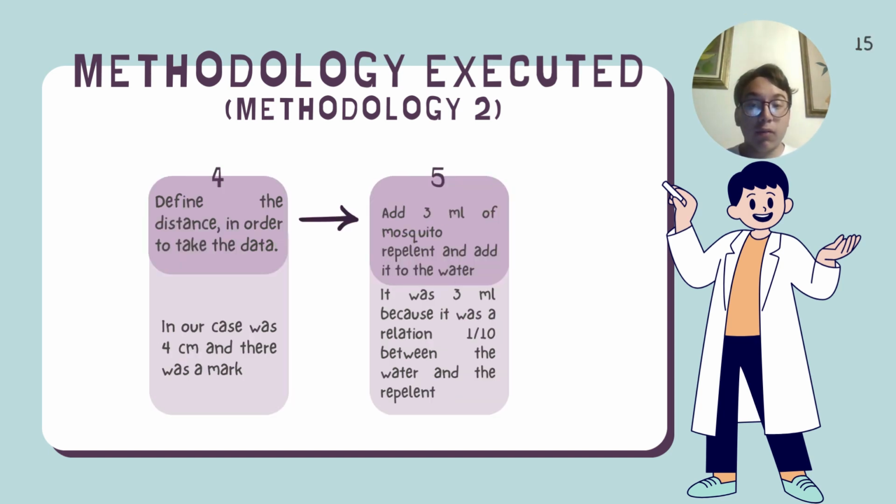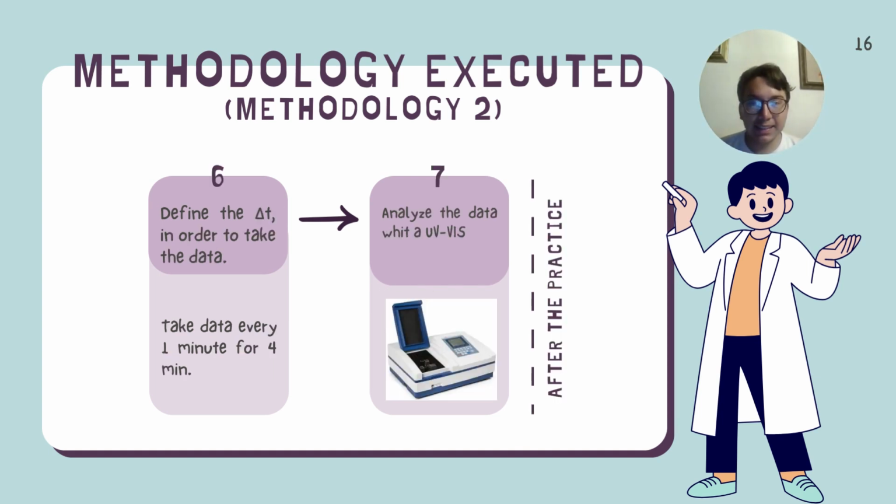Now that we have the water in our jars, we need to define the distance in order to take the data. In our case, we define a distance of 4 centimeters and we put a mark there. Then we add 3 milliliters of the mosquito repellent into the water. We need to add 3 milliliters of mosquito repellent, no more and no less, because there is a 1:10 relation between the water that we add and the mosquito repellent. Then we define the delta T in order to take the data.